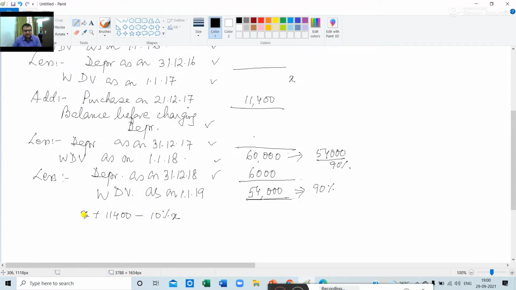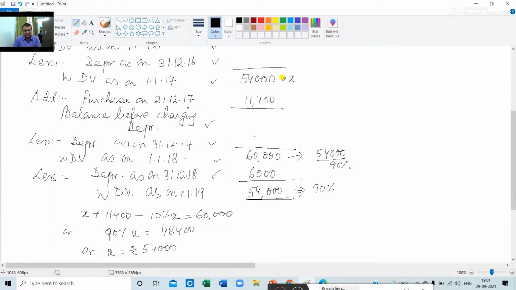So opening balance, that is the balance as on 1st January 2017, and the purchase amount less depreciation is equal to 60,000. So this is the working. So 90% of X is equal to 48,400, or X is equal to 54,000. So the balance as on 1st January 2017 is 54,000.